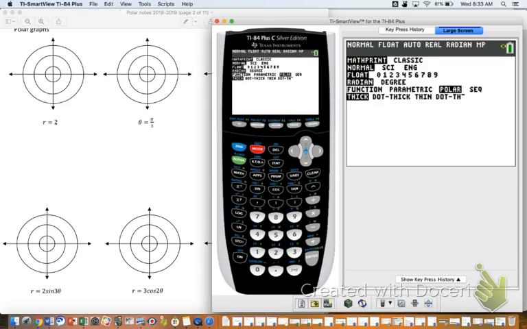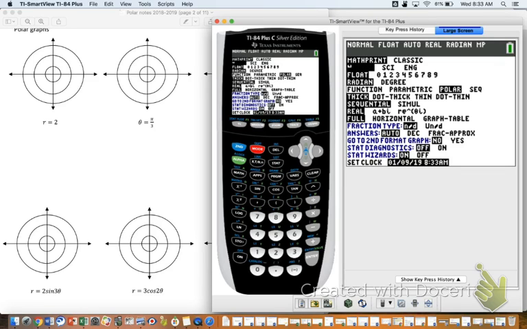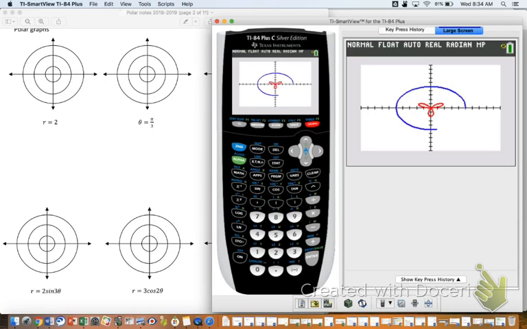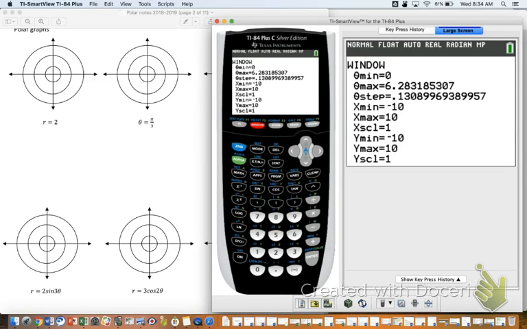Let me go back. I'm going to graph these simultaneously. So check this out. Wow. It looks like a sand dollar. Oh, it does. So guys, I want you to listen up. I want you to notice something here real carefully.